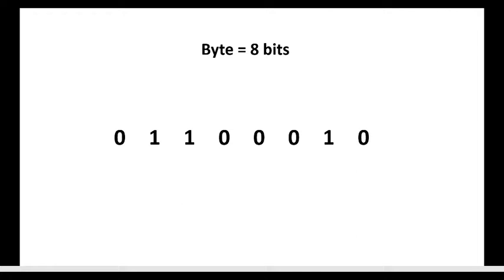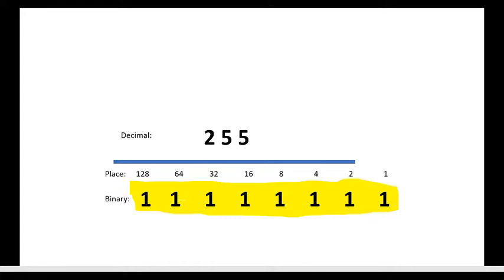And with 1 byte, what's the largest number that we can represent? Well, with 8 bits, if we switch all the bits to 1, you can represent a number as high as 255. And including 0, this will give us 256 possible combinations. If we wanted to count higher than 255, we would just need more bits.